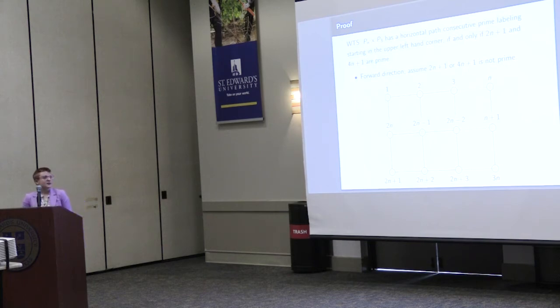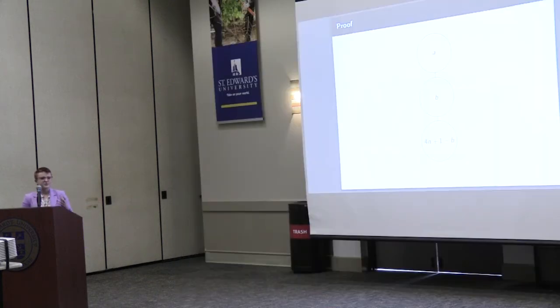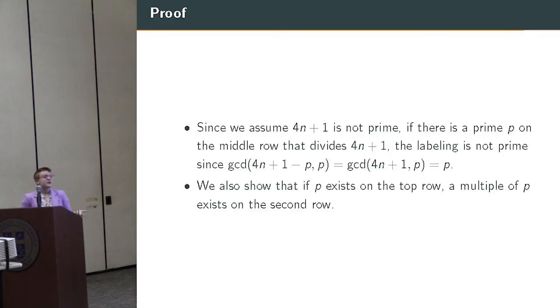That's one way to think about how to give a general labeling to these kinds of graphs. But another way to think about it is to just isolate a single column on that graph. If you do that, you can think of the top label as just some number a, and the middle is just some number b, and then finally your last label will be given by 4n plus 1 minus b. That 4n plus 1 minus b is the focal point of this proof. At the beginning of the proof, we assume that 4n plus 1 wasn't prime, which would mean that there has to be a prime p that divides 4n plus 1.